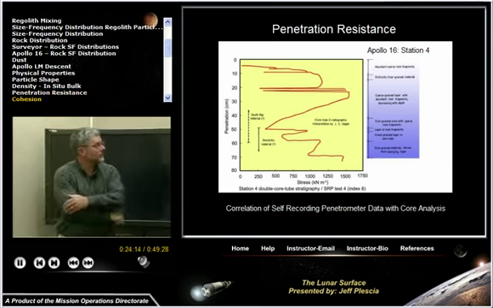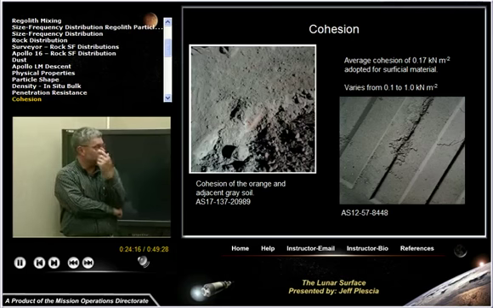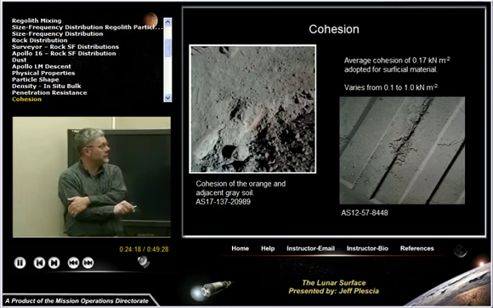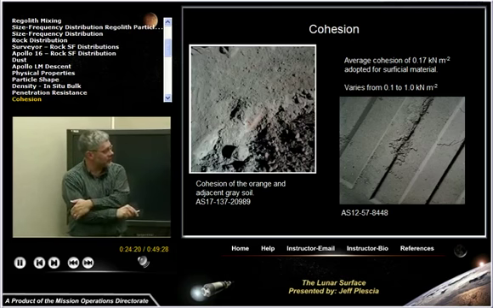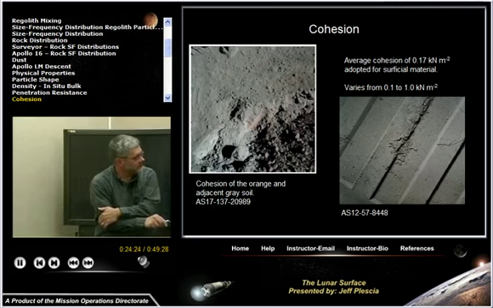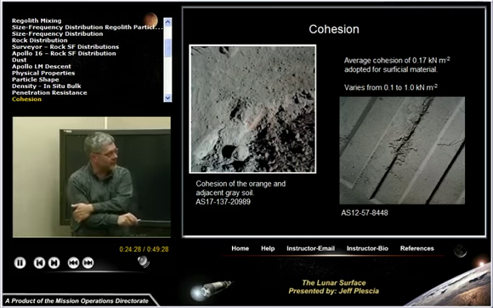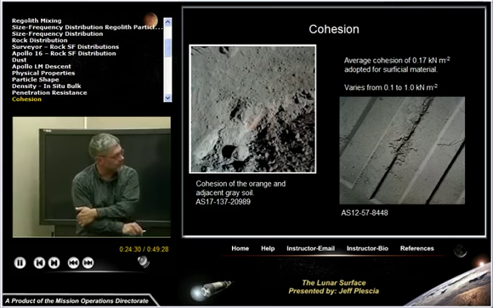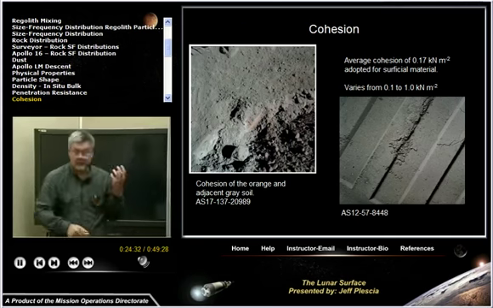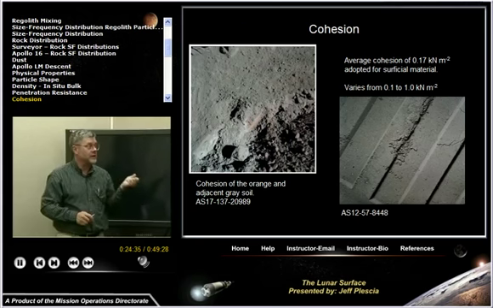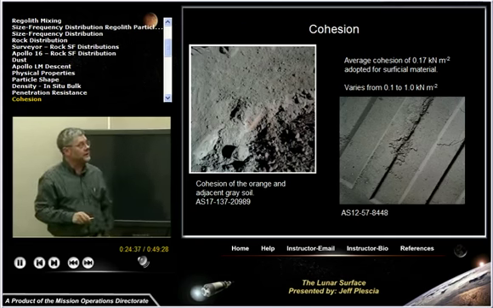Next slide. Cohesion. The lunar soil is very cohesive. This illustrates some trenching over here. You can see there's relatively nice firm material. This is a high resolution image of a boot print. You can see that the boot print is very nicely modeled in the regolith here. The surface stuff compacts very easily, and it's very cohesive.